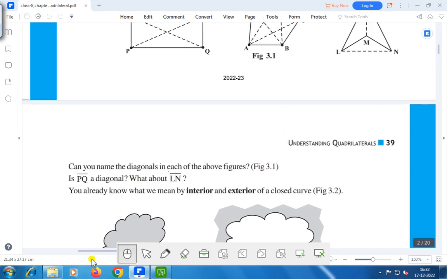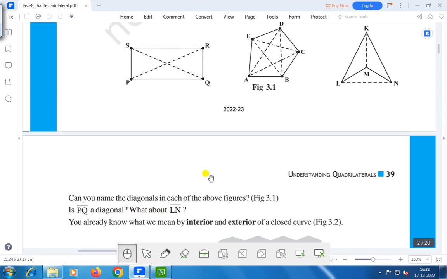Figure 3.1. Is PQ a diagonal? What about LN?